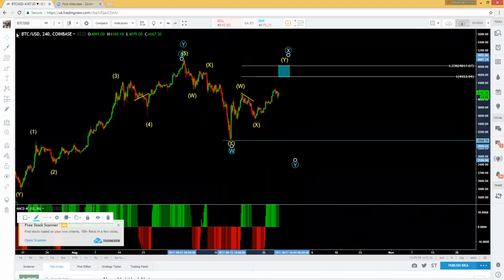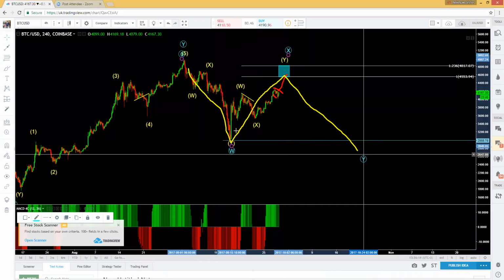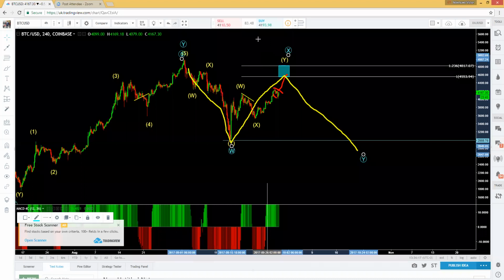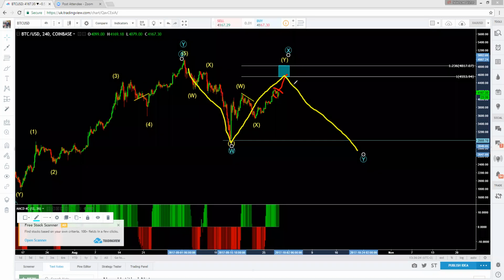So we may get here to the blue box. Then I will get my 3 waves that I'm anticipating, which is WX, which is WXY. And I am looking to buy Bitcoin around that area. When this breaks, gives me a flag, can sell all the way down.